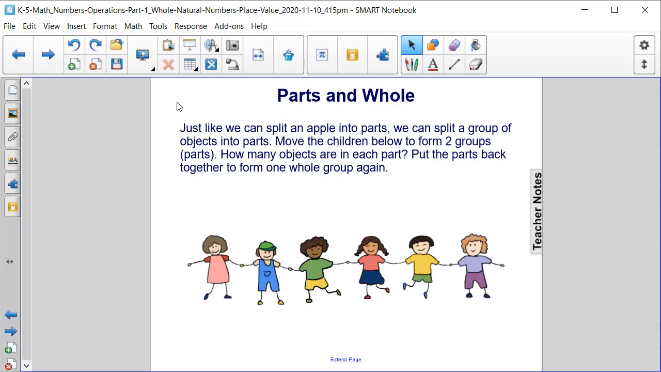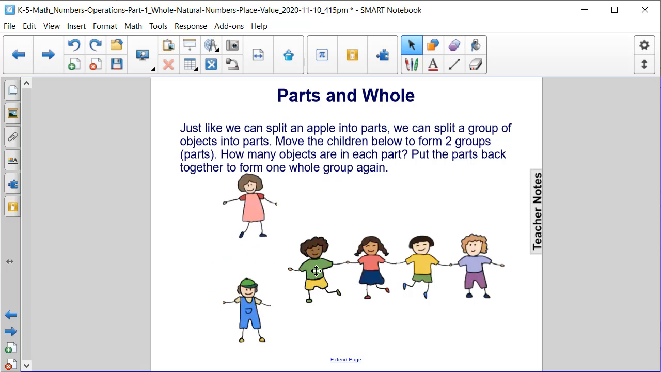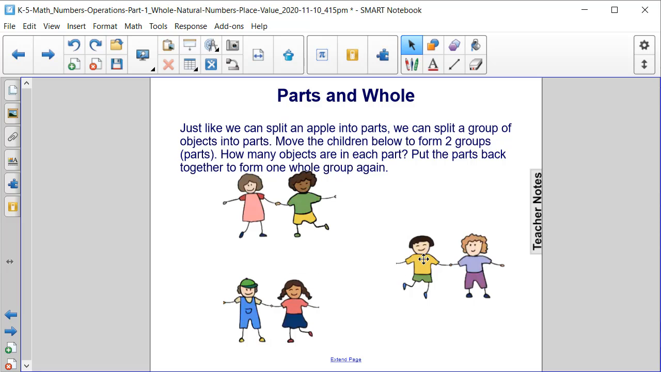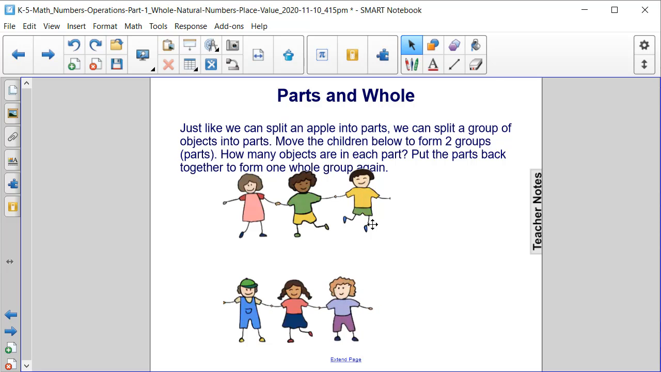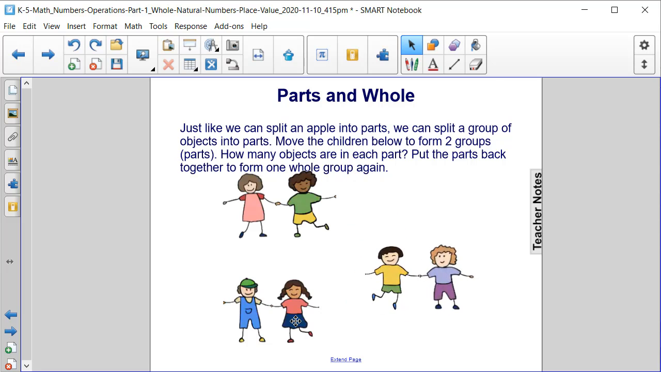Just as we can split an apple into parts, we can split a group of objects into parts. Let's move the children below to form 2 groups or parts, and we're going to make sure that there are the same amount of people in each part. So let's make one group there, one group there. So if we do 2 equal groups, we have 3 in each group. And we can also put them back together to make the whole line again.